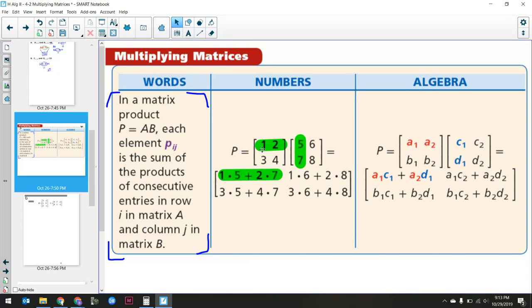Okay, so what if I had said, I don't know, this entry? Well, this is P22, right? Row 2, column 2.